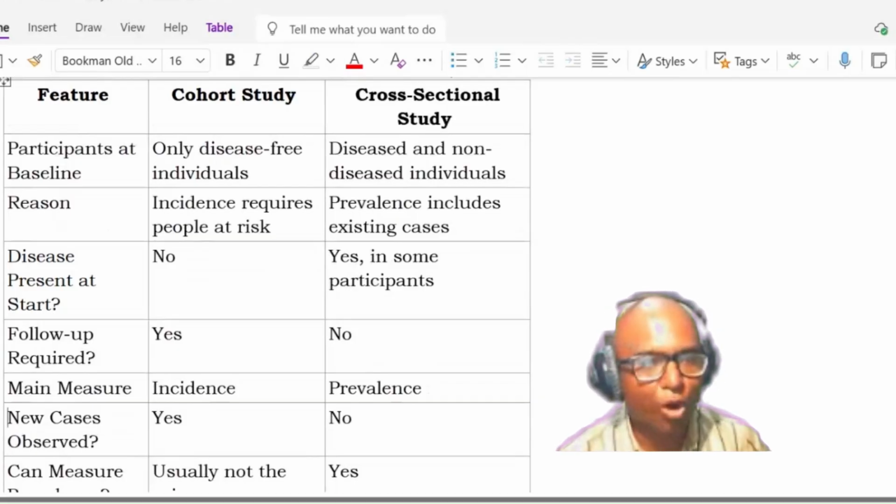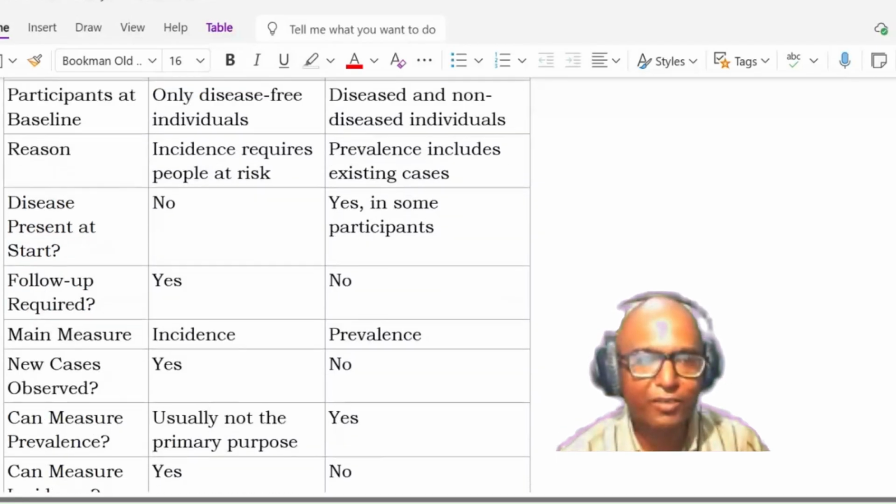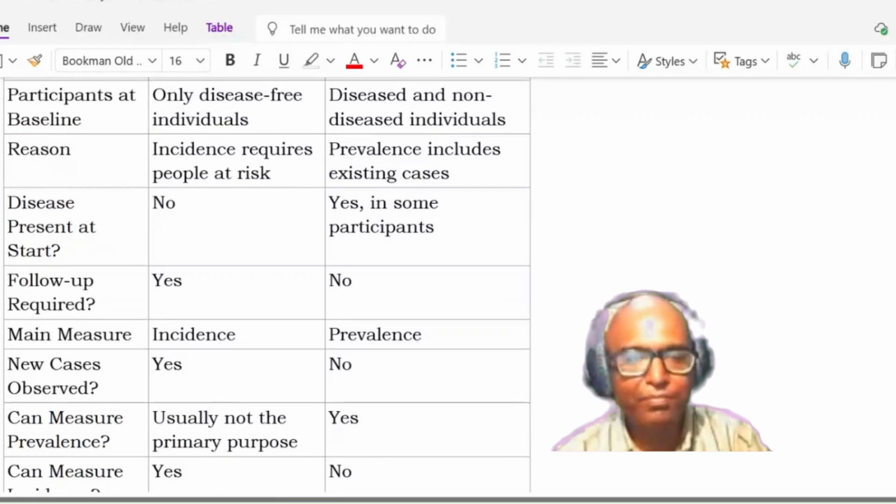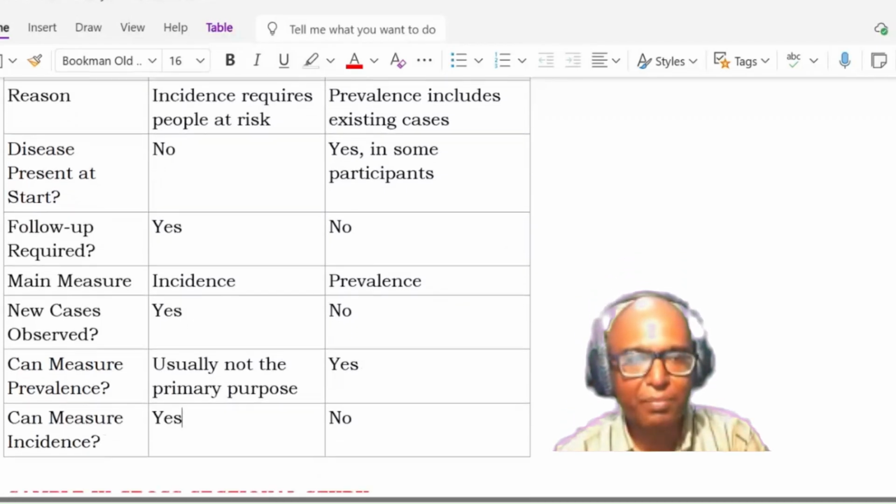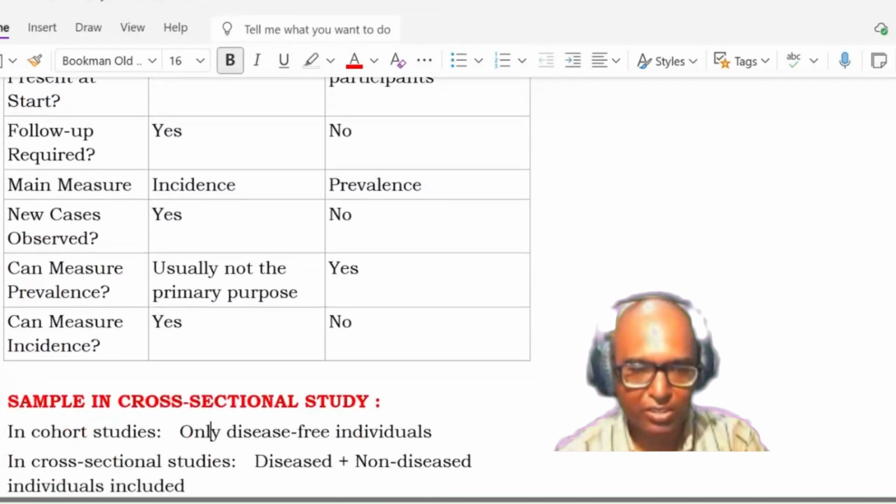Which will require a follow-up? Cohort will require a follow-up. Cross-sectional will not require a follow-up. The main measure in the cohort is incidence; new cases are observed, while the main measure in the cross-sectional is prevalence. No new cases are required or observed. Prevalence will be given by the cross-sectional. Incidence will be calculated by the cohort study, but not by the cross-sectional study.